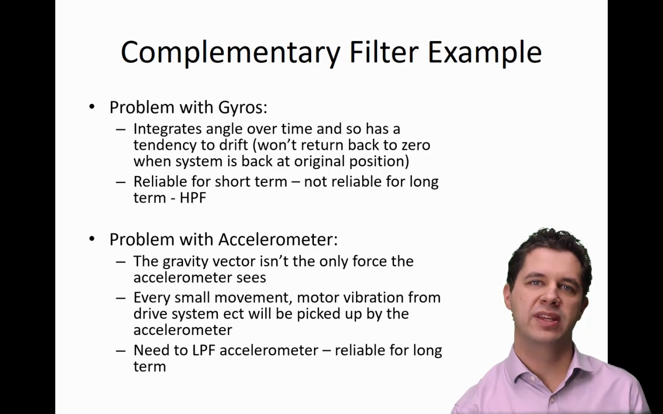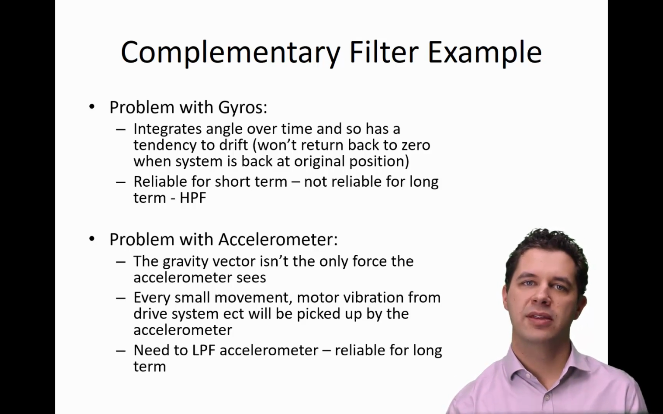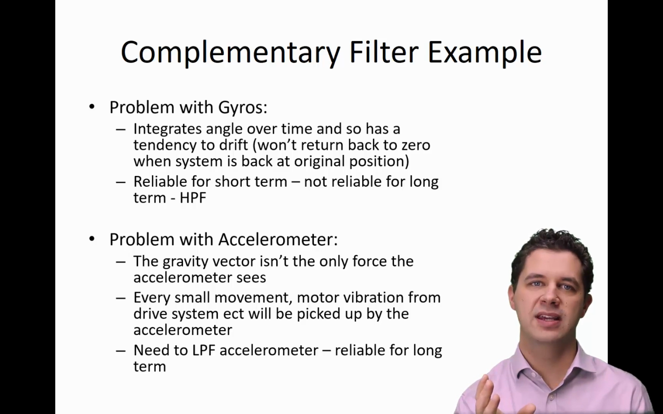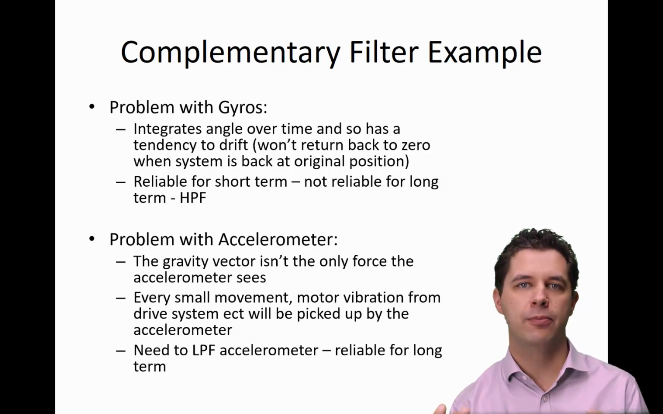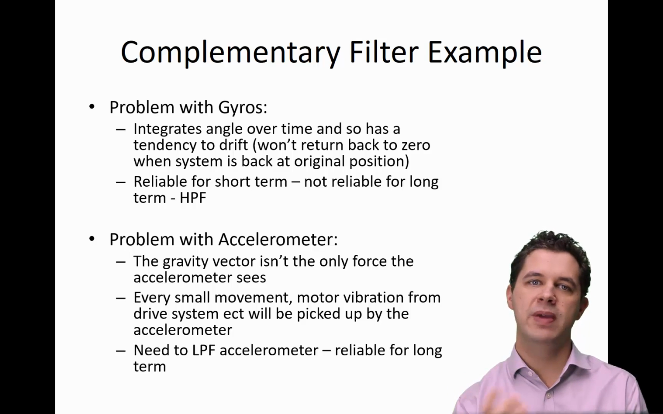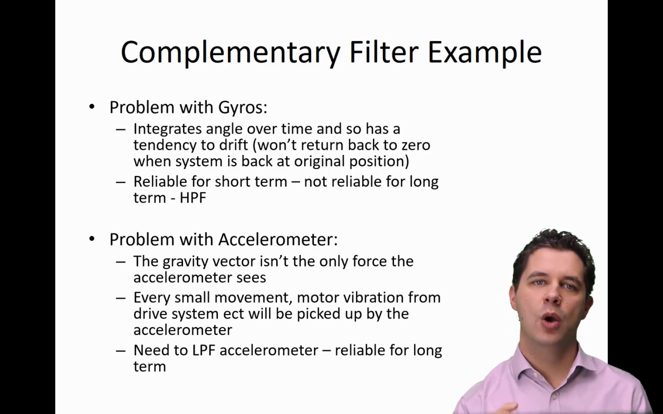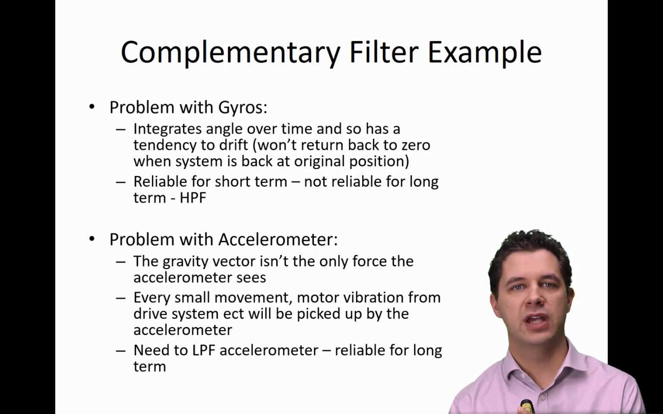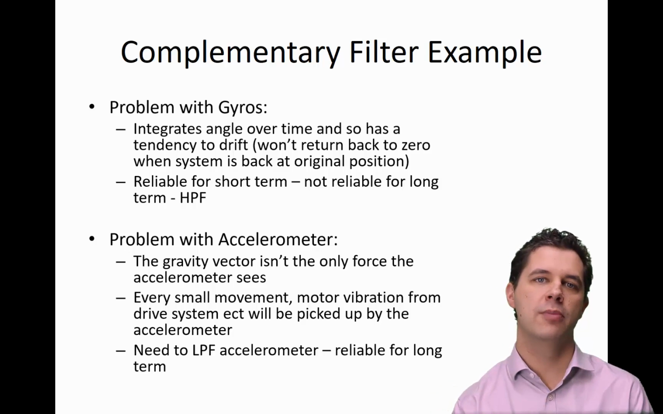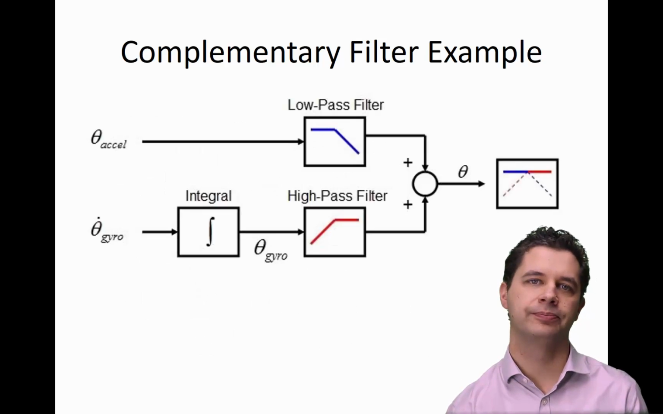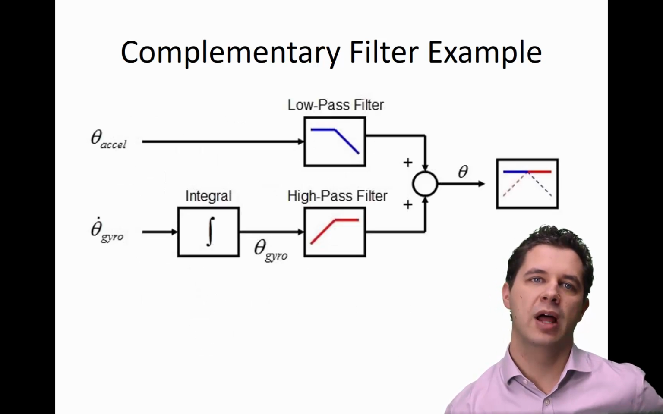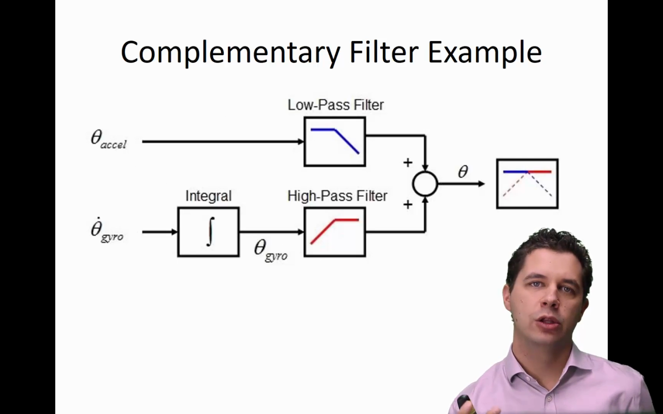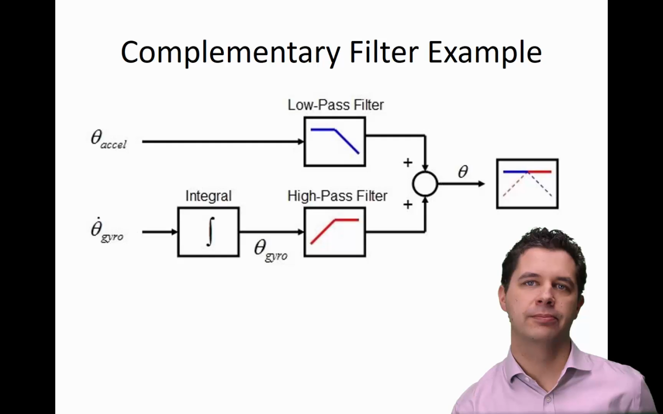We also have a similar problem with accelerometers, but the other way around. The gravity vector isn't the only force the accelerometer sees. Every little movement, every little bump, motor vibration from the drive system, this will be picked up by the accelerometer. And here we need to filter out the high frequency noise and have a low pass filter on our accelerometer. So it's reliable for the long term, but that high frequency noise we want to remove. So we get something a little like this. We get our accelerometer data and low pass filter it. We get our gyroscope data. Once we've integrated to get our angle, we high pass filter it and we get our output.